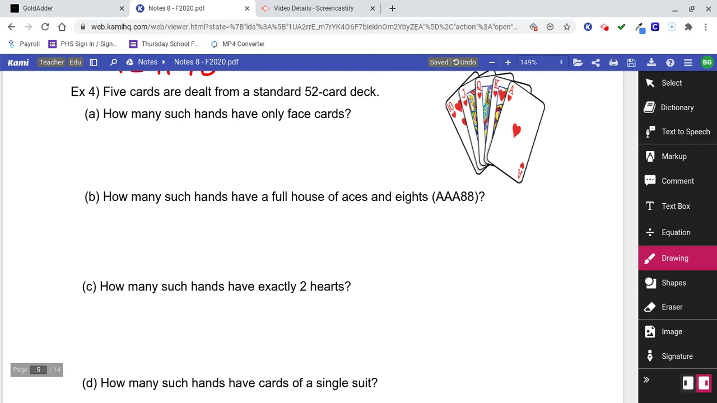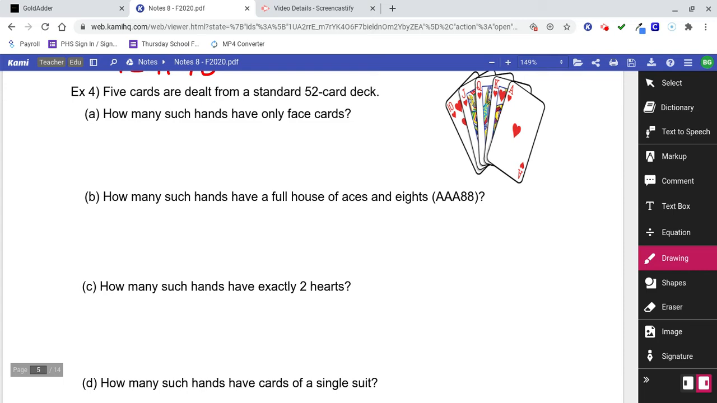Number 4, you'll have a lot of problems that are talking about a deck of cards, okay? So make sure you know how many cards are in a deck, 52. How many cards are in each suit, 13. How many suits there are, 4. How many of each individual card, how many face cards and all that. Make sure you know stuff about cards for these type of questions.